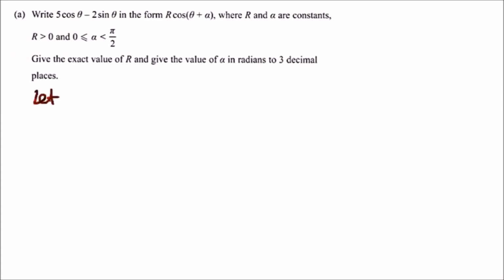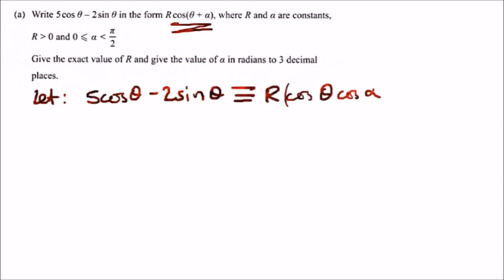That is, we can say let 5 cos theta minus 2 sine theta be identical to r cos(theta + alpha), and then all we have to do is expand the cos(theta + alpha) expression using the compound angle formula. It can be written as r bracket cos theta times cos alpha minus sine theta times sine alpha. Now from here, we're simply going to equate the coefficients.